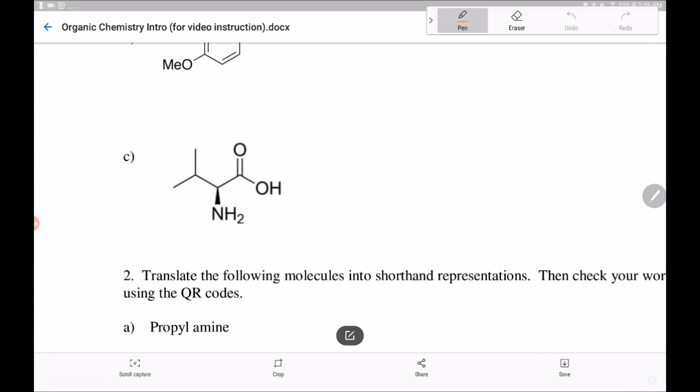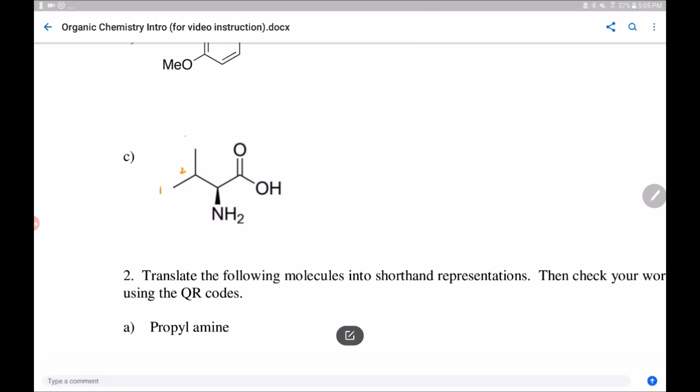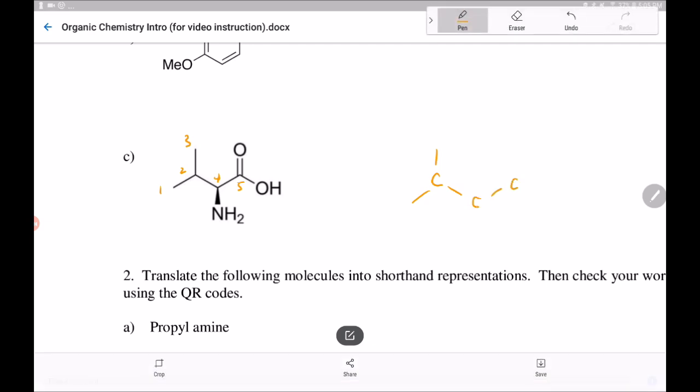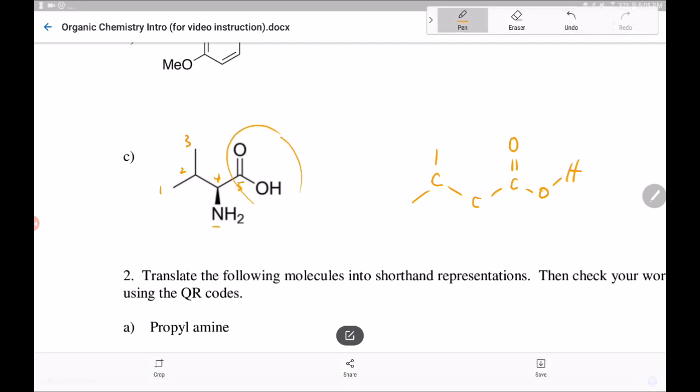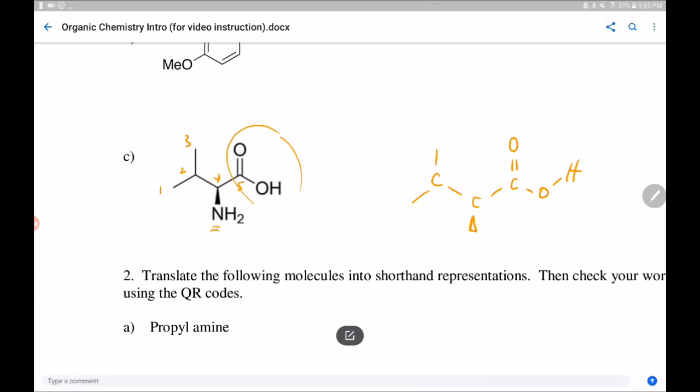Okay, C. Count the carbons. 1, 2, 3, 4, 5. I see 5 carbons. Try to draw them in the right bonding pattern. So I'm basically just copying the shape I see there. This 5th carbon has double bond OH, clearly shown in the structure here. The 4th carbon has an NH2, which is supposed to be wedged up, which means there must be a hydrogen in the back.